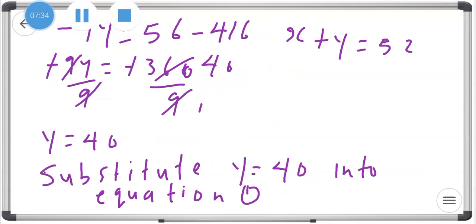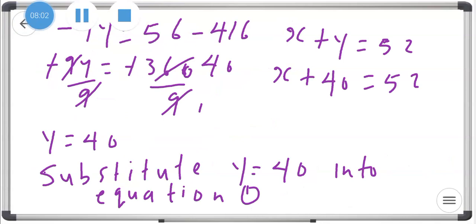Instead of writing y in equation 1, we'll be writing 40, because we want to substitute y to be 40 into equation 1 so that we'll be able to get the unique value of x. So from here now, we'll be having x plus 40 equals 52.